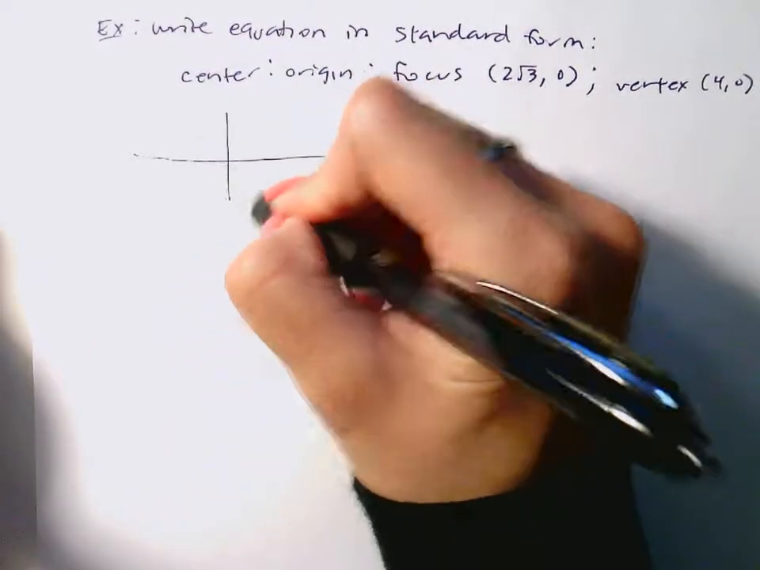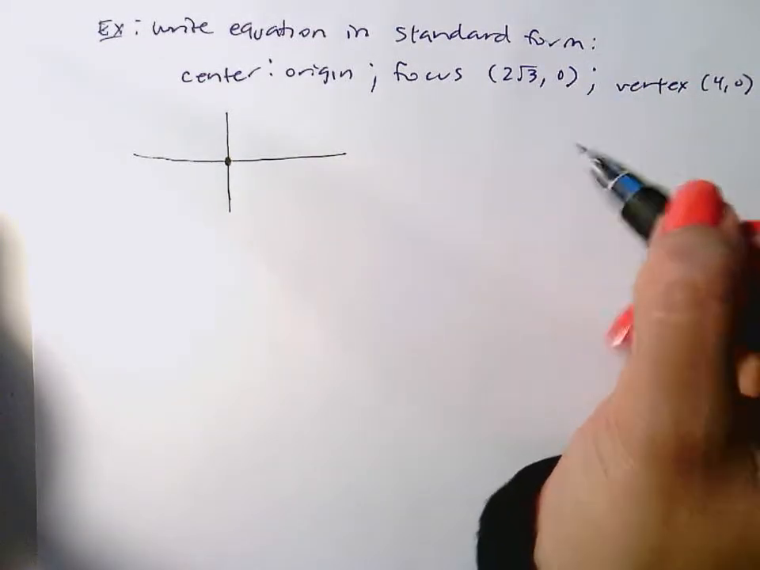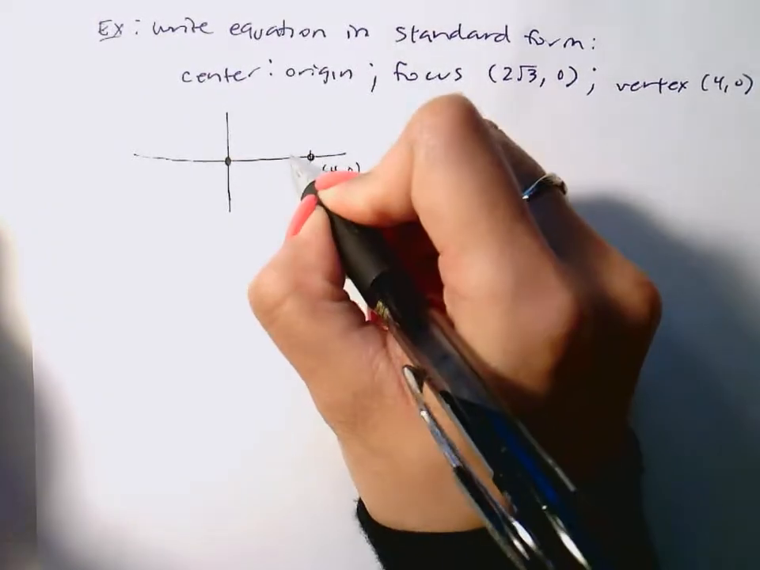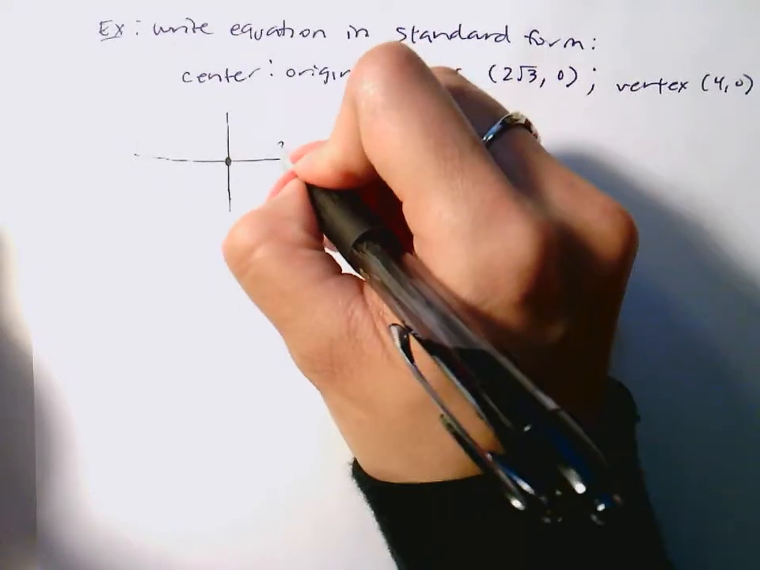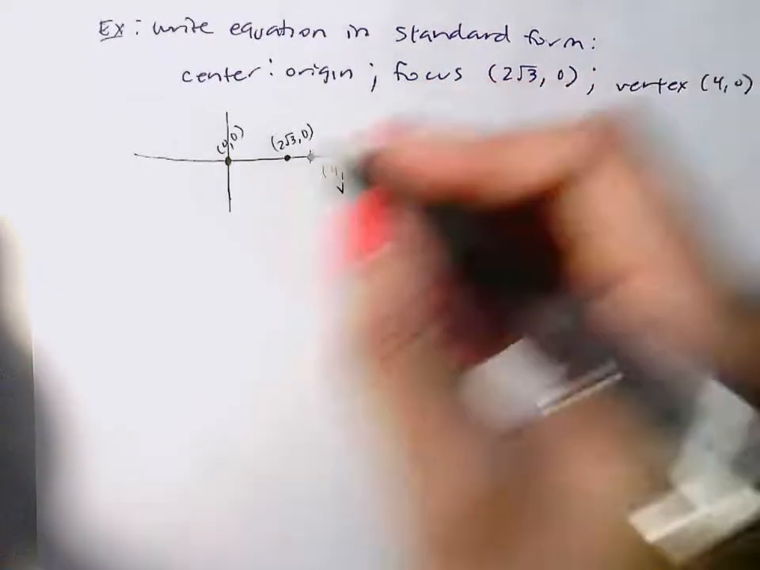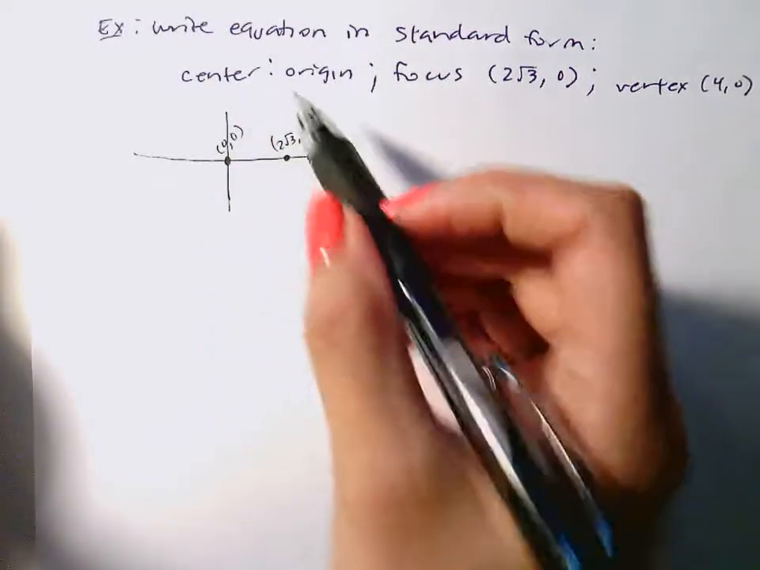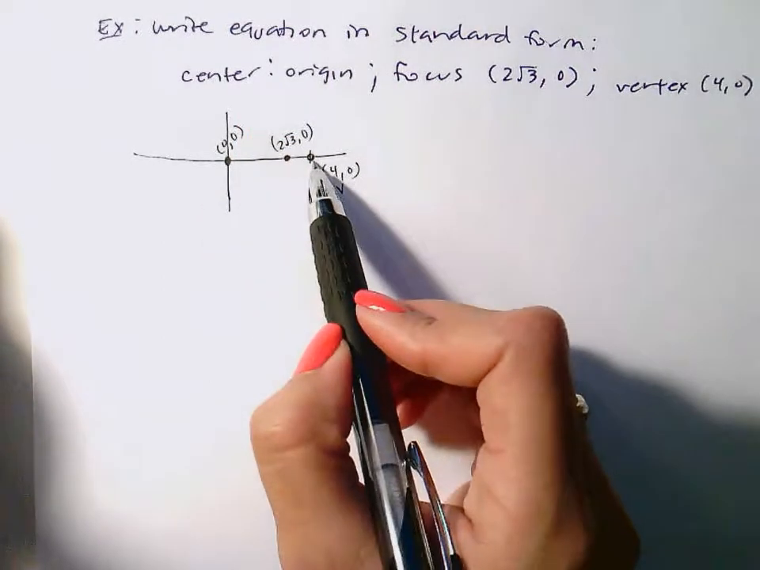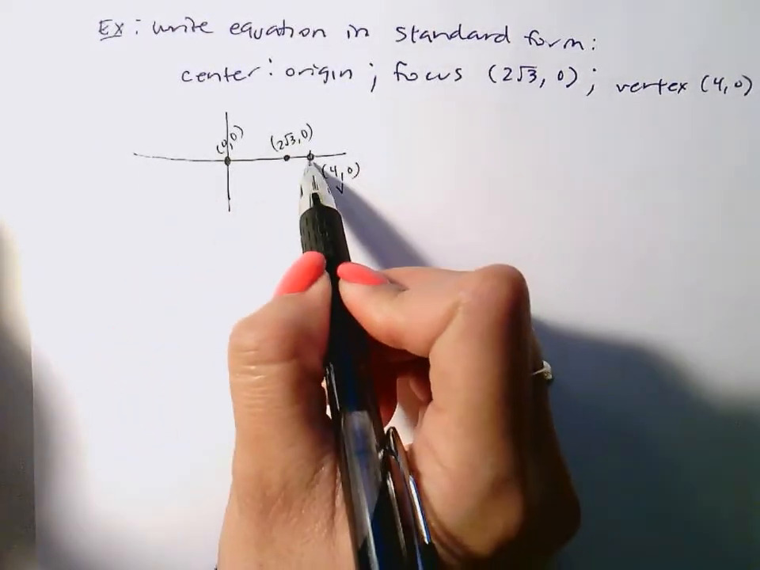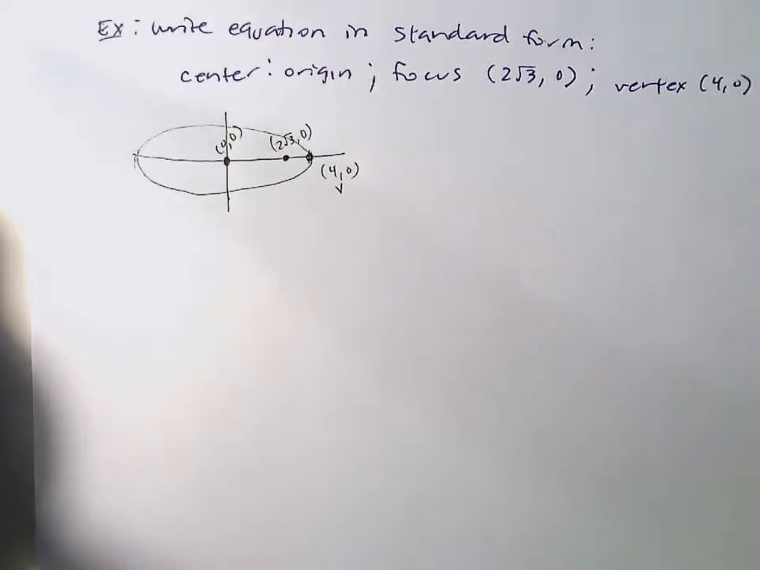If the center is at the origin, that means that the center is at 0, 0. The focus is at 2 radical 3, 0, and then the vertex is at 4, 0. So let's say this is 4, 0, and this is 2 radical 3, 0. And again, this one was at 0, 0. So this is a vertex. Right now I don't know what the length is going up and down. I know that the distance between the center and the vertex at 4, 0 is equal to 4. So we can draw the same distance going to the left, but right now it doesn't really matter since I'm just going to use this to determine what a, b, and c are equal to.